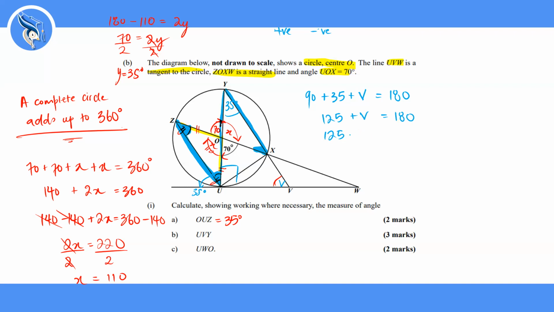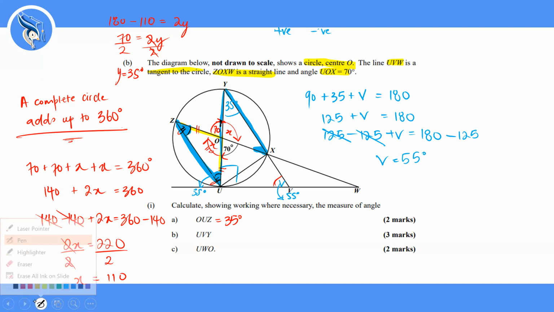So 125 minus 125 plus V is equal to 180 minus 125, right? Whatever you do on one side, you do to the other side. So V is equal to 180 minus 125. That's 55 degrees. So that means that this angle right here is equal to 55 degrees, right? So we can go ahead and insert that as our answer. So UVY is equal to 55 degrees.